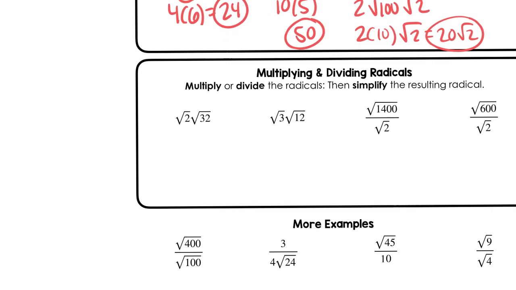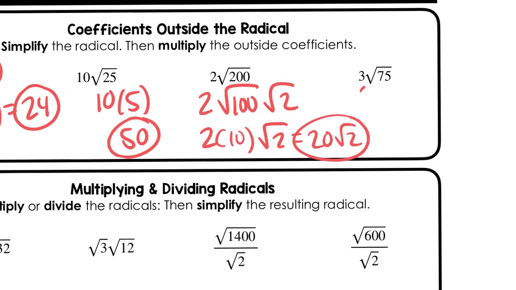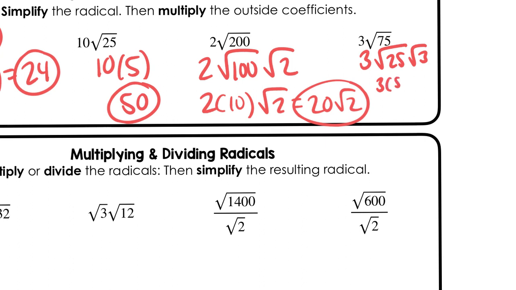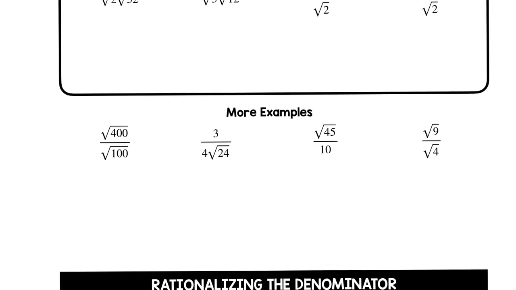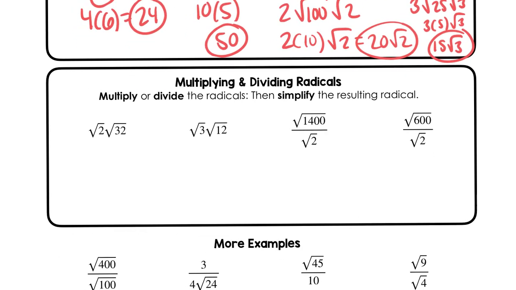And then 3 root 75. Square root 75 would be square root 25 times square root 3. The square root of 25 is 5. So we have 3 times 5 root 3. You can multiply those numbers outside of the radical, so you have 15 root 3. So another thing, and then there's just more examples of this same concept kind of underneath it.